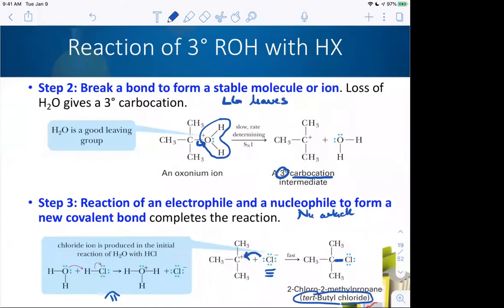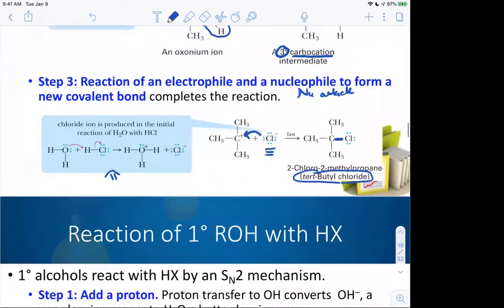So this is a mechanism that is very reminiscent, or hopefully it is, of what we've discussed in SN1 reactions in chapter 7. So again, this is basically review, and you do need to know how to write this mechanism out.